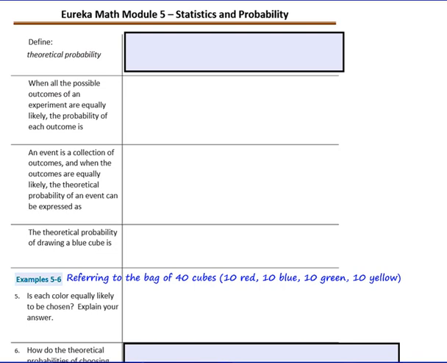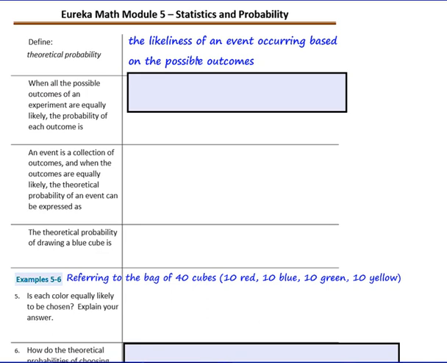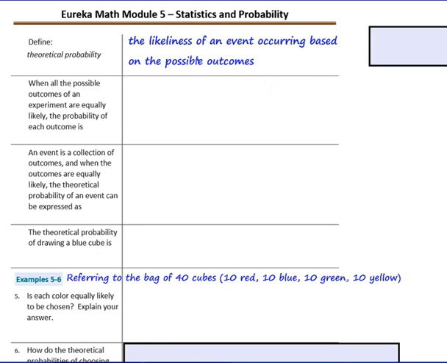Define theoretical probability. So we've been working with experimental probability so far, and in experimental probability the numerator is the number of times that event occurred. Theoretical probability is a little bit different. It is the likeliness of an event occurring, based on the possible outcomes. So you don't actually do an experiment to find out what happens. Theoretical probability is the likeliness of an event occurring based on the possible outcomes.